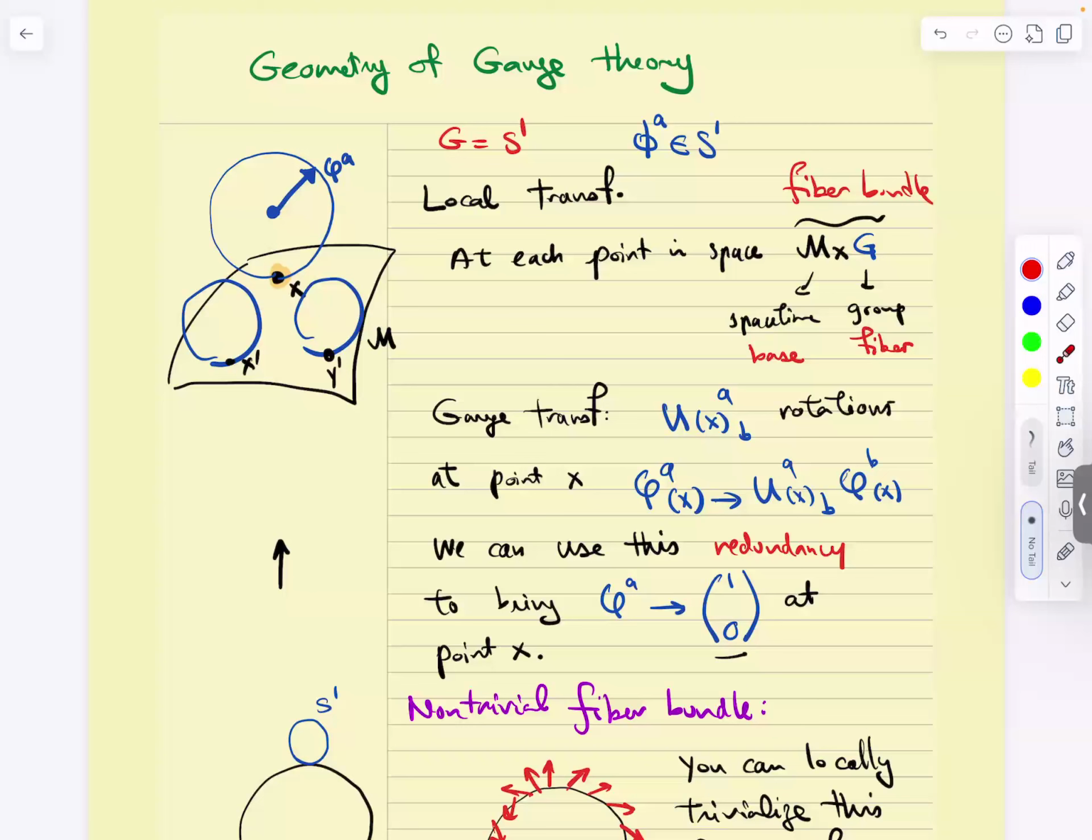Wait, can you precisely define what a section is? So this is a section. If your field is an angle on S1, theta of x is a section. Right? Now, if I say rotations around this are gauge transformations, and I'm free to do gauge transformations as I wish at every point, I can trivialize this section. This is called a trivial section. Yeah, locally, this is exactly it.